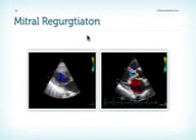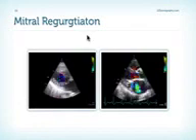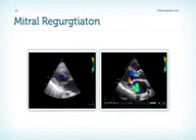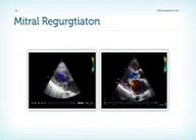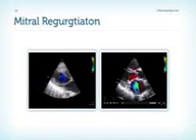Obviously, when you assess these patients after the procedure, you should also be using color Doppler. Why? To look at the degree of mitral regurgitation. This is before the procedure, no regurgitation, and this is after the procedure. You see a jet right here, probably moderate mitral regurgitation.